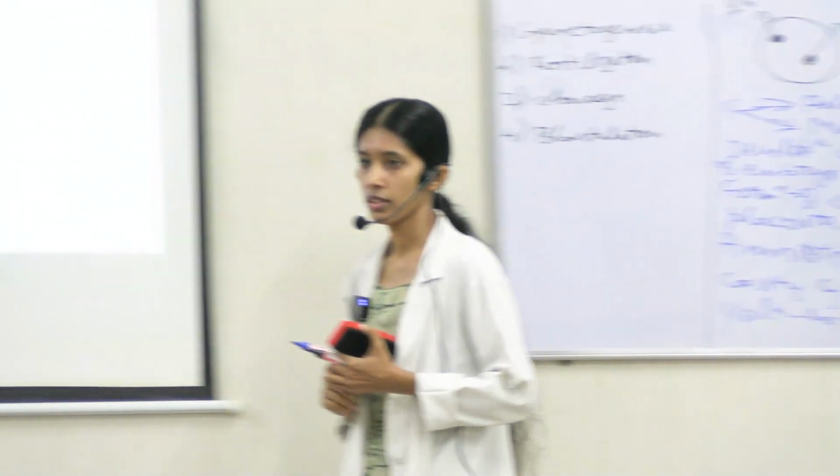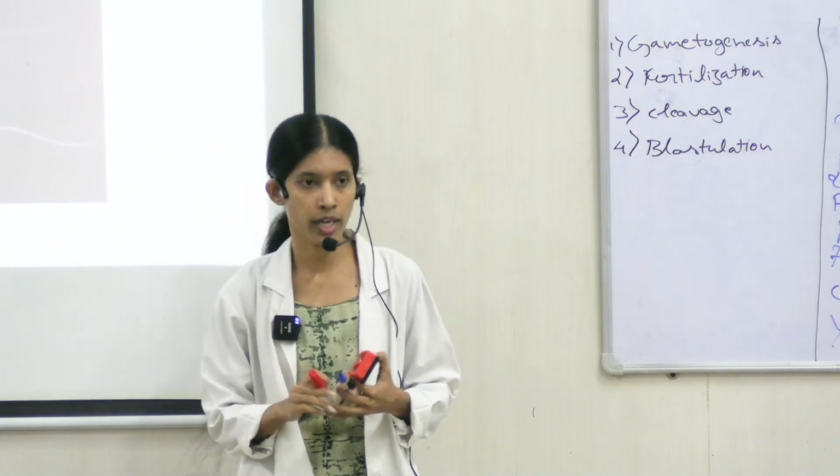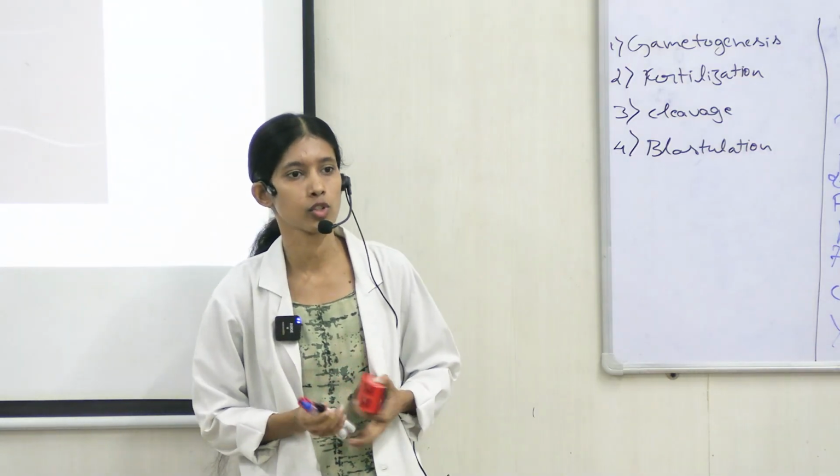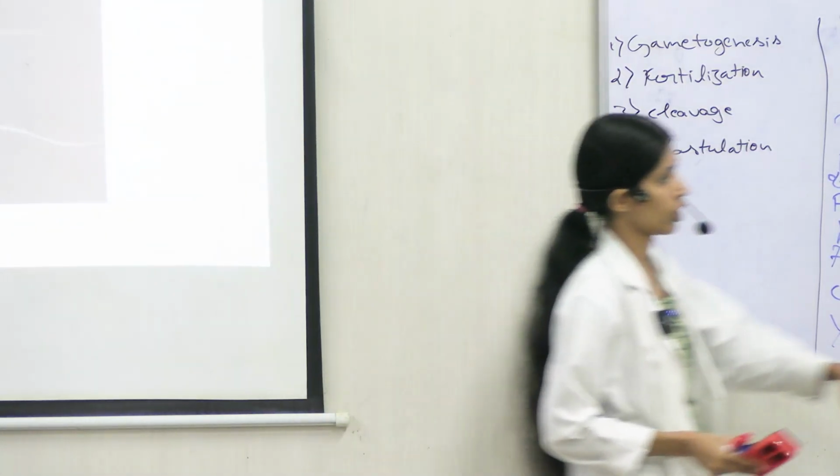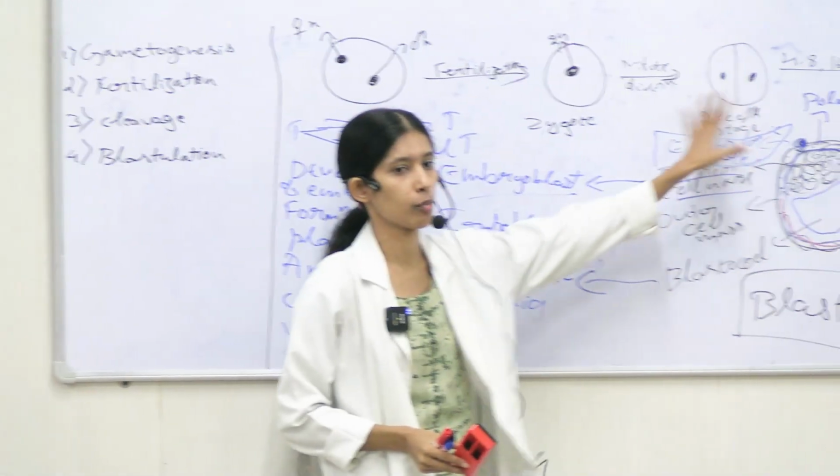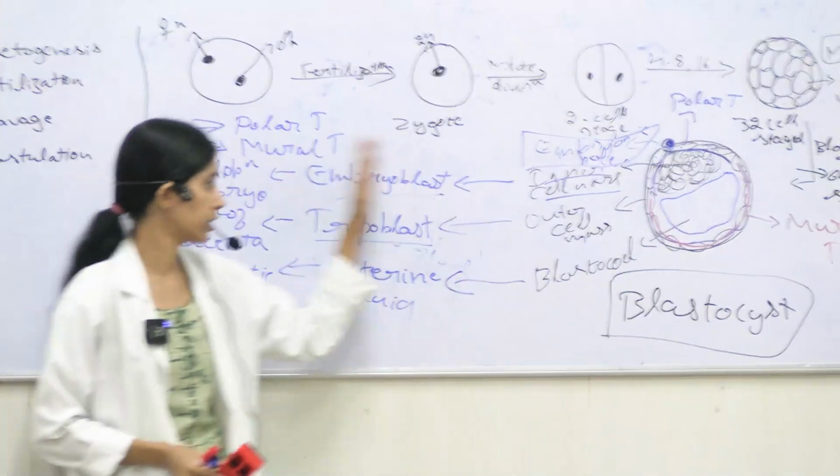So if they are asking you to write short notes on the structure of the trophoblast, you should draw this diagram and mention all these structures and these points.